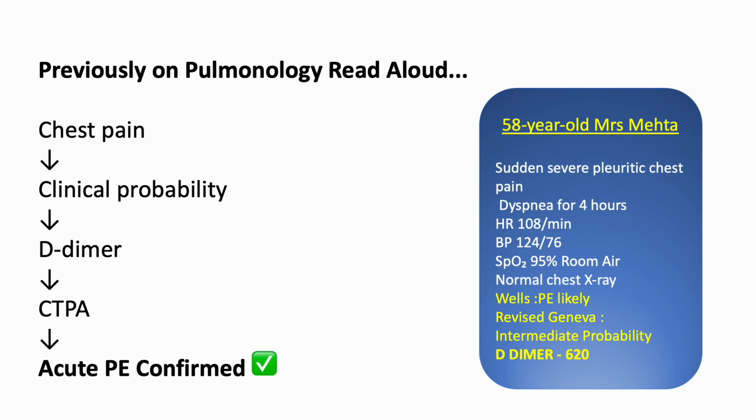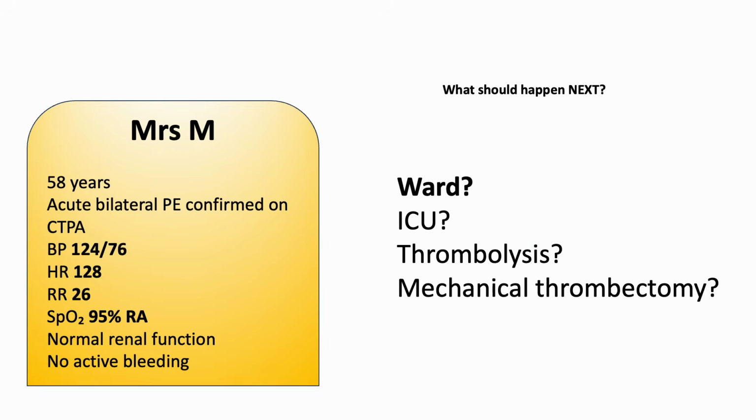In case you haven't seen the previous episode, you will learn how and when we should suggest imaging for patients suspected of pulmonary embolism. Now, our patient has had acute pulmonary embolism confirmed on CT pulmonary angiogram. Let's move ahead and understand what to do next.